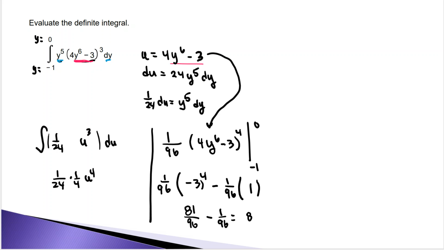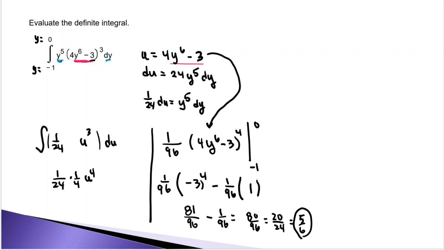And so that's 80 over 96, otherwise known as, let's see, 4 goes into both of those, so 20 over 24. And let's see, 4 also goes into those, so 5/6 is my answer. So that's one way to work this problem.